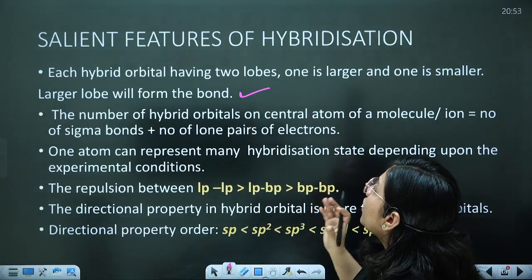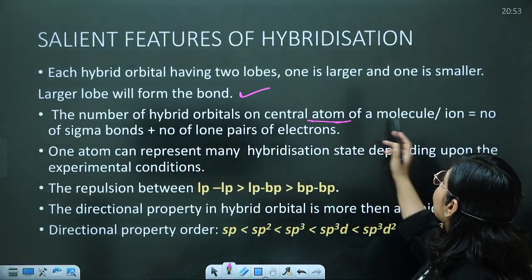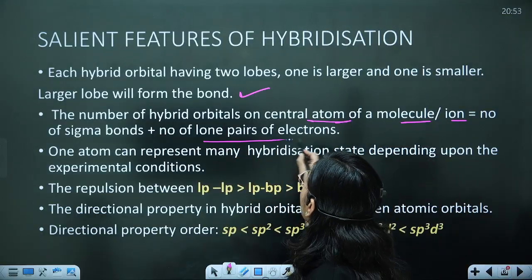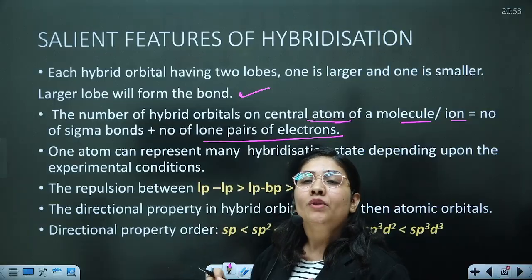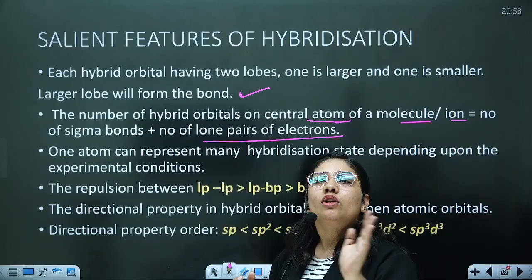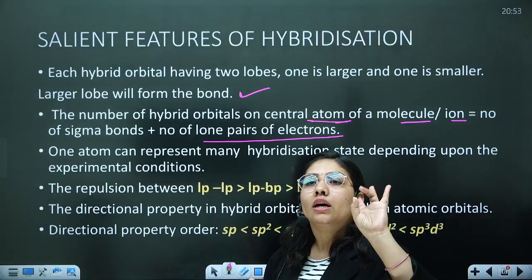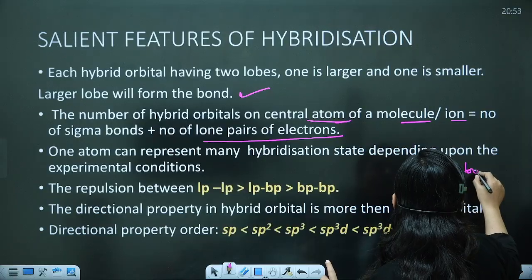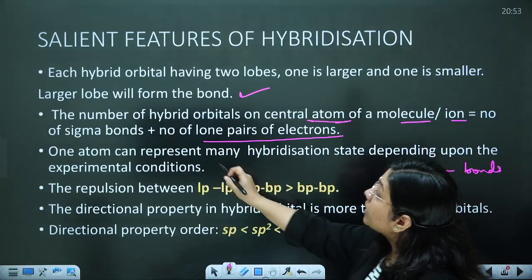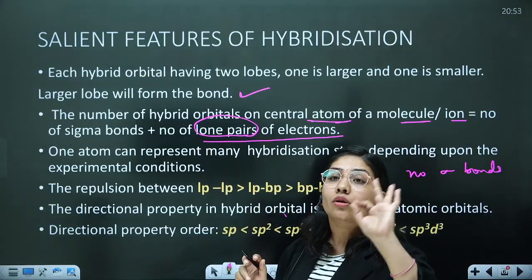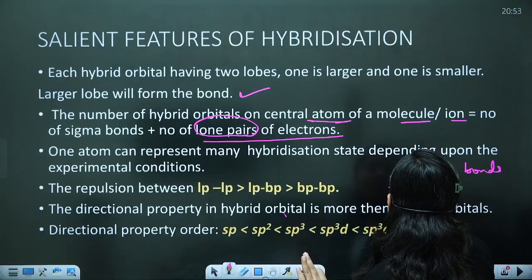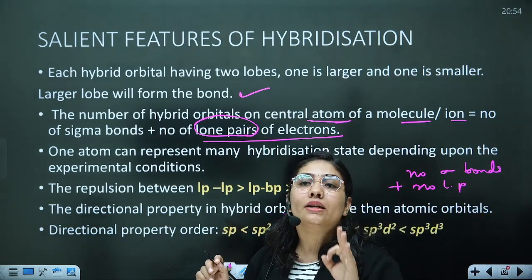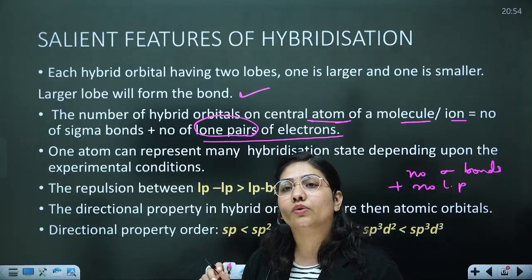Come to next, the number of hybrid orbitals on the central atom of a molecule or ion equals the number of sigma bonds plus the number of lone pairs of electrons. Whenever we are finding the number of hybrid orbitals, we will count the number of sigma bonds. Remember, here we are counting the number of lone pairs, not the lone pair electrons. After counting these we will be able to tell the number of hybrid orbitals present in a particular molecule.